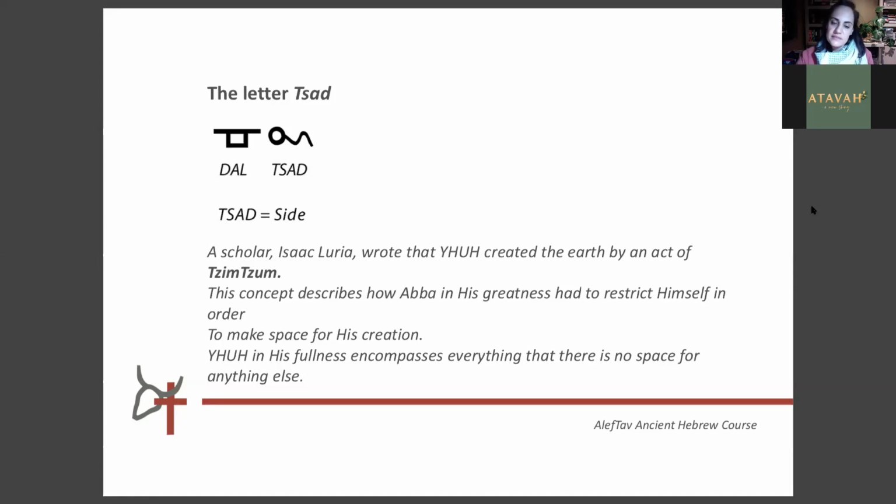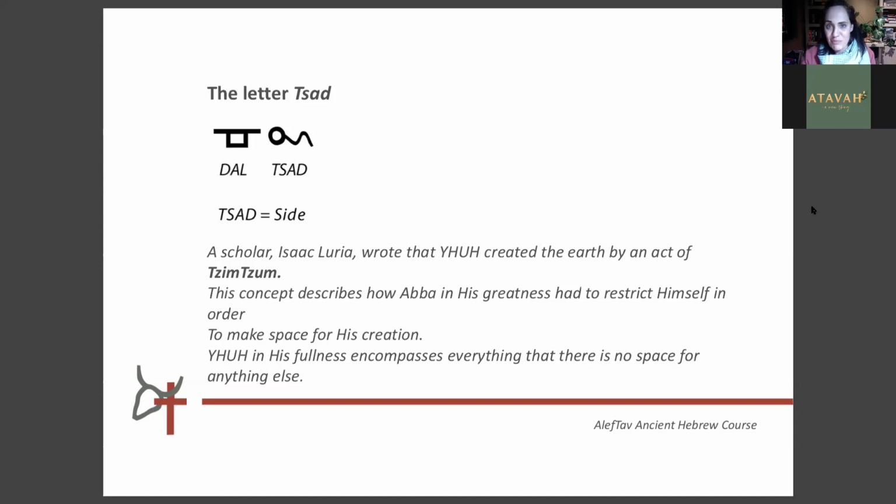He wrote that when Yahuwah created the heavens and the earth, he created by an act of what they call Tzimtzum. I don't know exactly how to pronounce that, but it's spelled with a tzad. This concept, this word, refers to the bigness, the greatness of Abba, that he is so big and powerful that his being encompasses everything. When he is in his fullness, there's no place for anything else. To be able to create us and the earth, he had to make himself less to make room for the earth and for us.